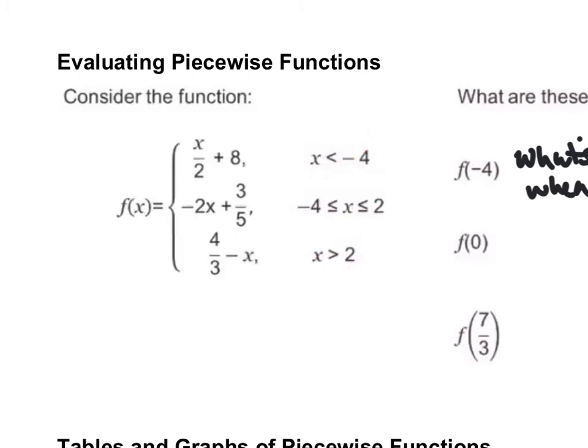Is -4 going to be less than -4? The answer to that question is no. -4 is not less than -4, but -4 is less than or equal to -4. So what I need to do is plug -4 into this function and evaluate that for y.